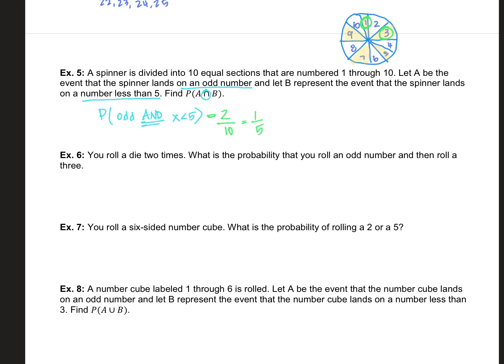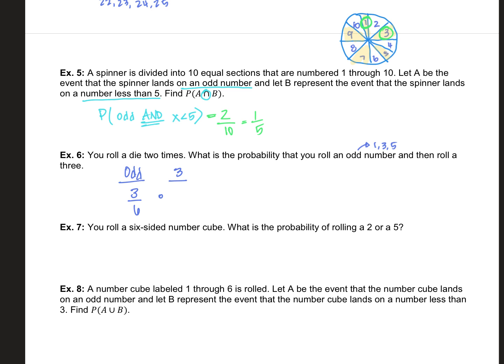Number 6. You roll a die 2 times. What is the probability that you roll an odd number and then roll a 3? I have 2 events occurring, odd and 3. They're compound events being multiplied together. Our total for the first one, if I'm rolling a die, is 6. They want to know odd. What are all my odd values on a die? I have 1, 3, and 5. So I have 3 chances out of a total of 6.